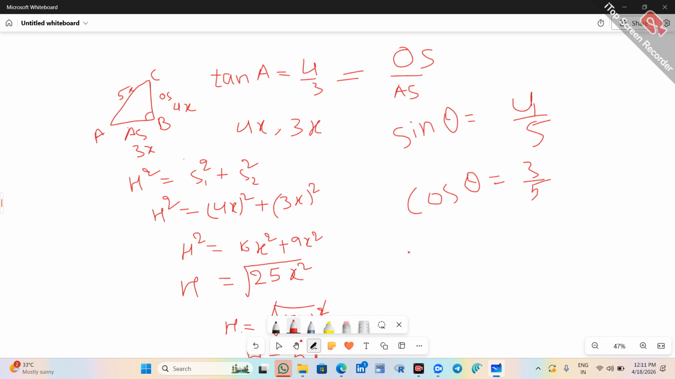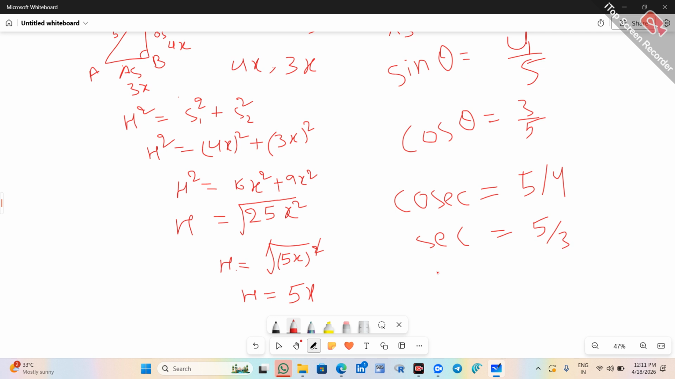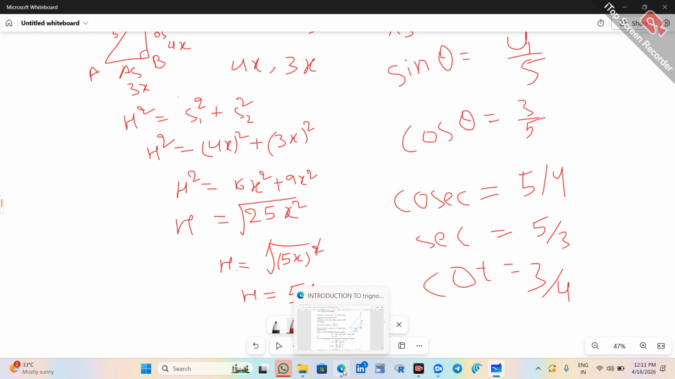From these three, we can calculate the others. Cosecant theta will be the inverse of sin theta. The inverse of 4/5 is 5/4. Secant theta will be the inverse of cos theta, so it will be 5/3. And the inverse of tan theta is cot theta, which is 3/4. This is how we find the trigonometric ratios when we know one ratio.